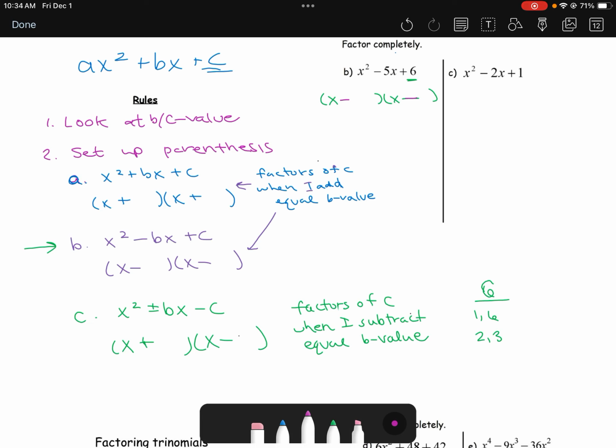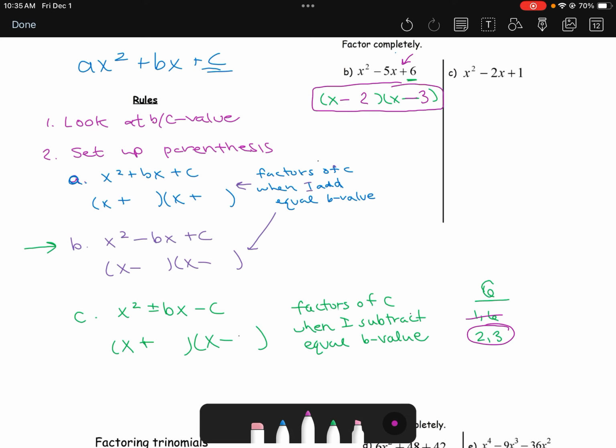Okay, so let's look at our factors of our c. Factors of 6 that when I add, because my c value is positive, give me 5. Well, 1 plus 6 is 7. That doesn't work. 2 plus 3, okay, that gives me 5. And since these parentheses are the same, there's my answer. And now I have it factored.